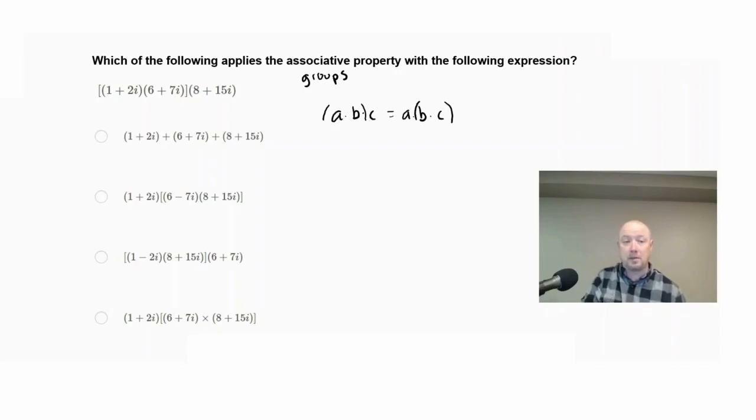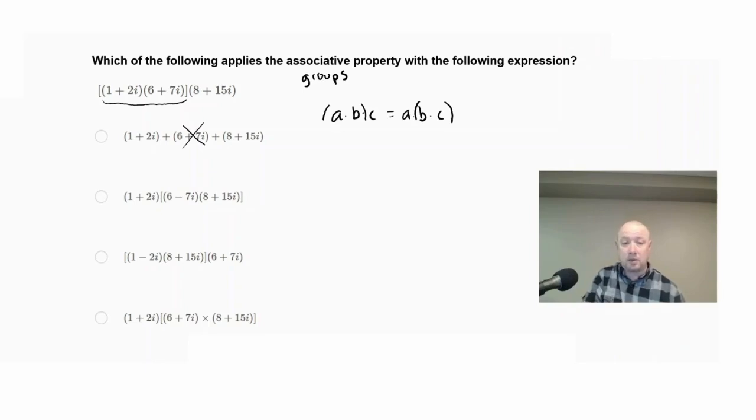Because we're dealing with complex numbers here, the first choice is switching it all to addition, so that choice is eliminated. And what we're looking for is this: at the beginning of the problem, the bracket is saying that we're doing the first two, and then multiplying by 8 plus 15i. So we need to switch that so that we're multiplying the second and third complex numbers first.